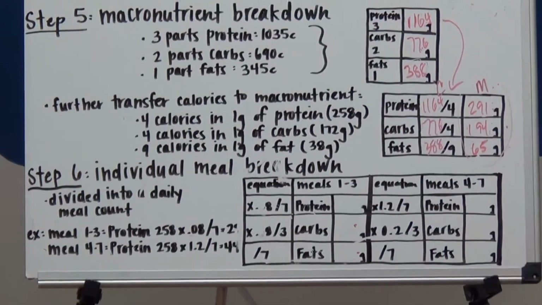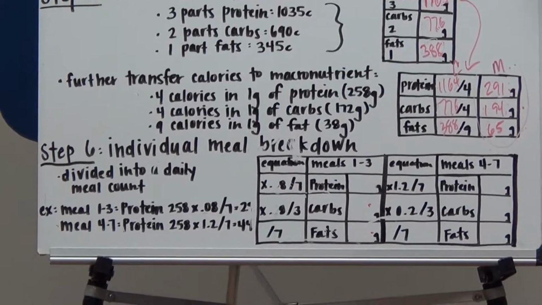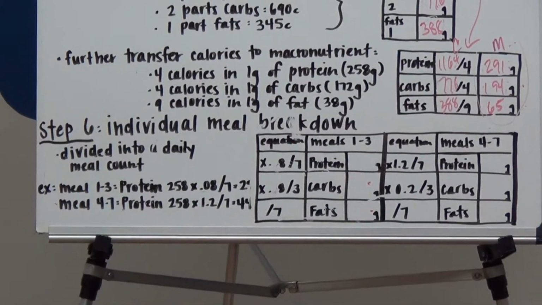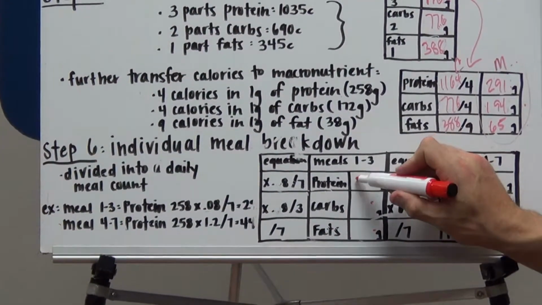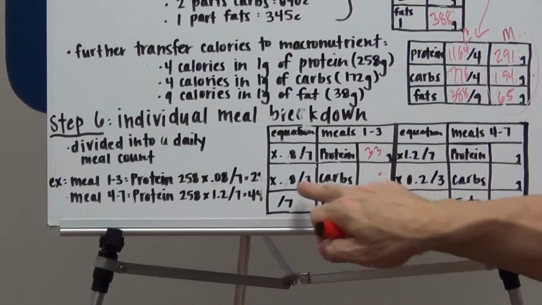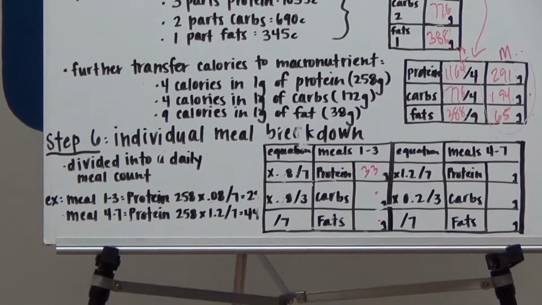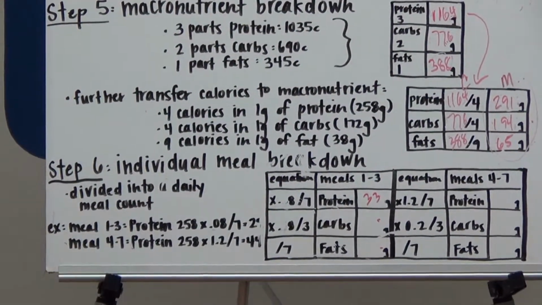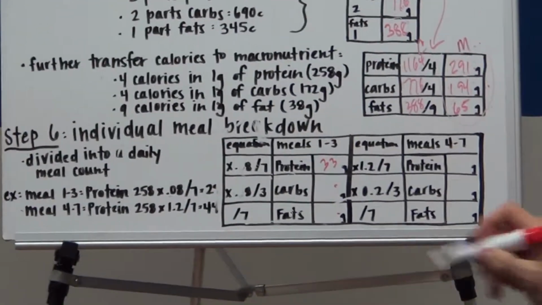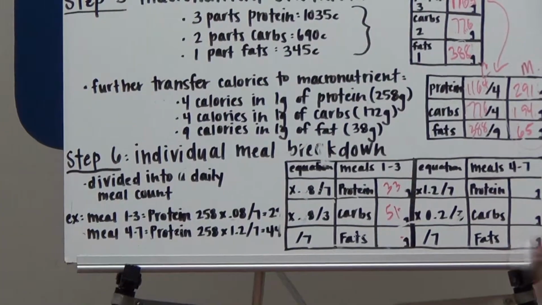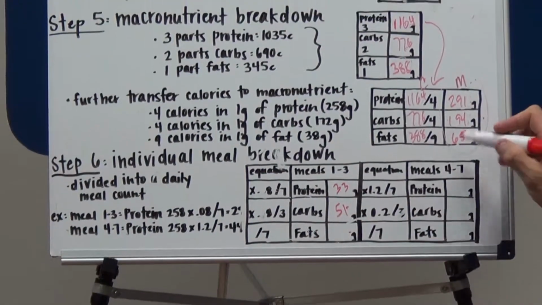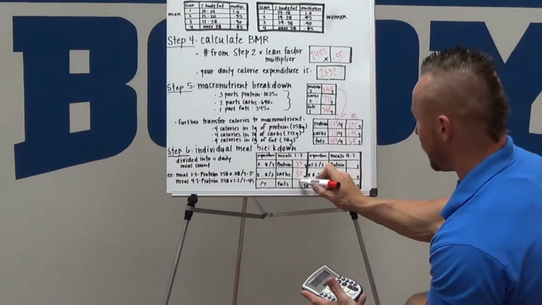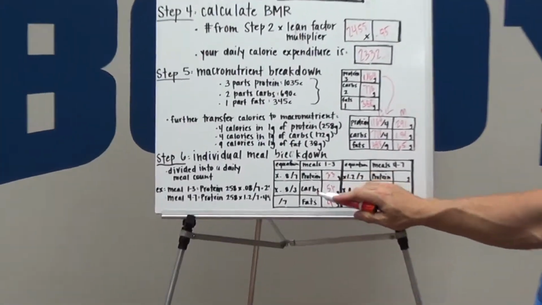So for this case, 291, okay, times 0.8 and divided by 7 meals, that's in theory, okay, it's going to be 33. Okay, now, right here for my carbs, I'll take my 194 times 0.8 divided by 3 will give me 51. Okay, and my fats, there is no multiplier for that. You're just going to do 65 divided by 7 equals 9.